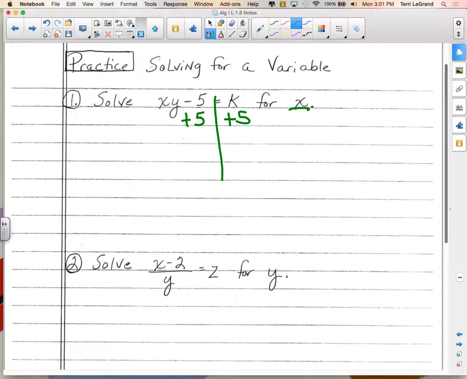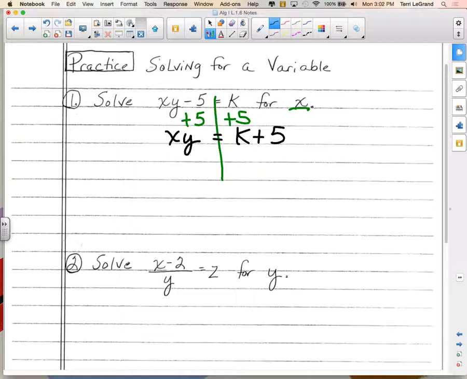And now, what does our equation read? xy equals, can it be 5k? Is k plus 5 5k? No. It's tempting to do that. But are they like terms? K plus 5, are they like terms? K is a variable and 5 is a constant. They're not like terms, so we'll have to write it as an algebraic expression, k plus 5. Okay?